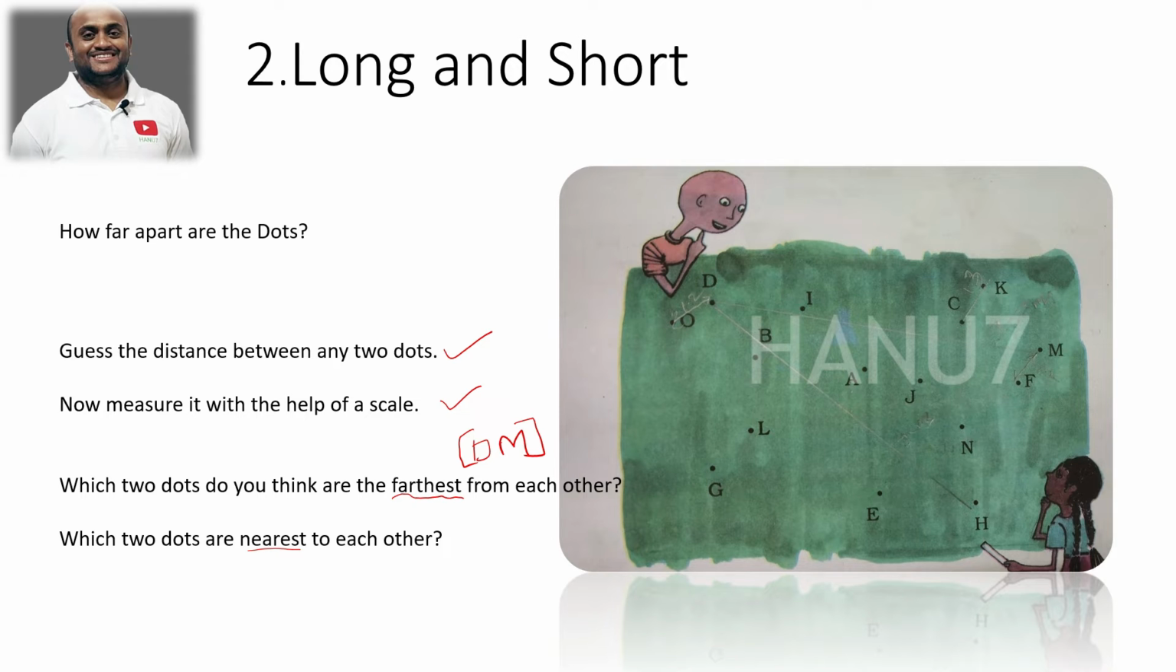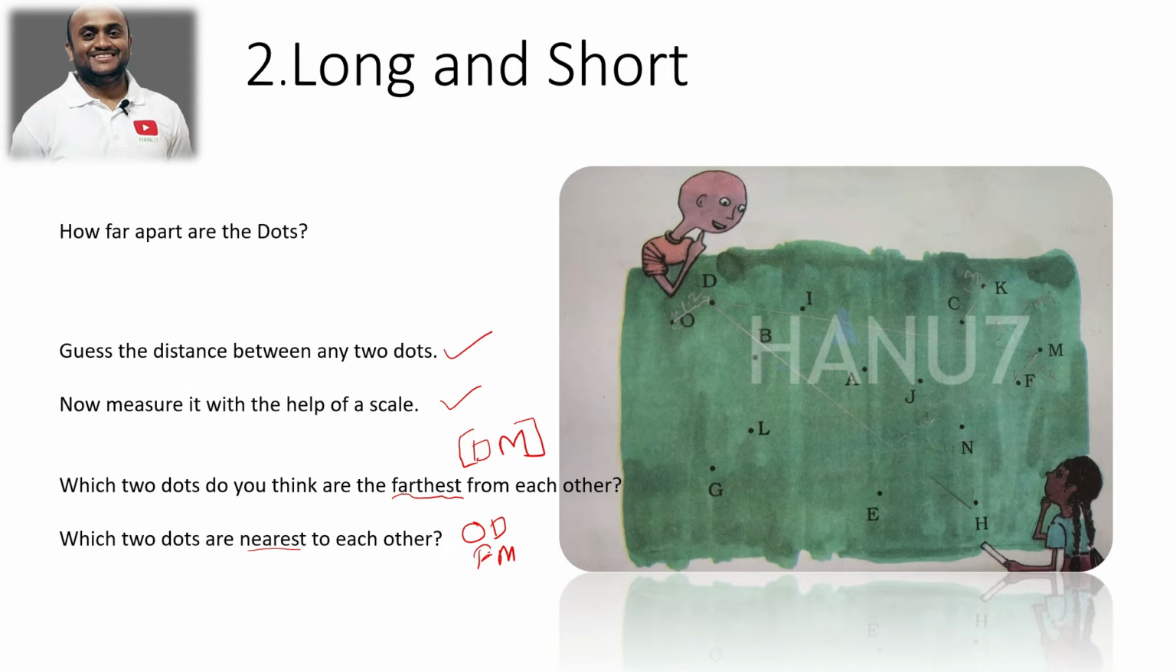Now coming to the nearest distance. If you guess what the nearest distances could be, it could be O and D, C and K, F and M. As I guessed, I started measuring. I got 1.2 centimeters here, 1.3 centimeters here, and 1.2 centimeters again here. So I can say which two dots are nearest to each other. There are two pairs, one is OD and the other one is FM.